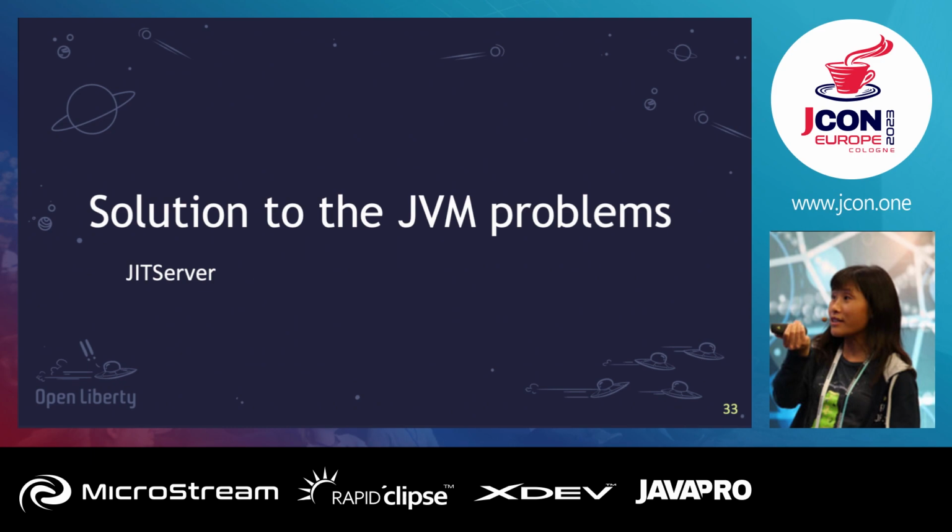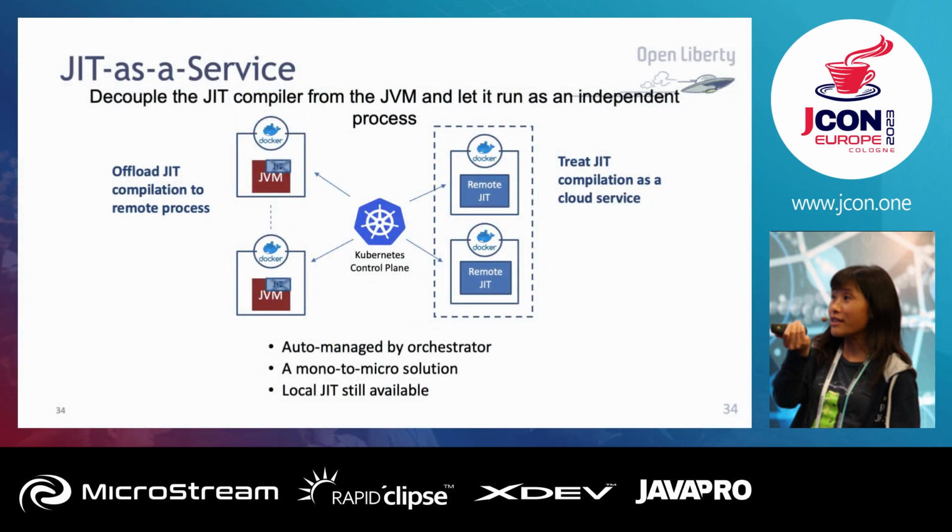The first is using JIT as a service. JIT does the hot code compilation, and now it's separated out from the JVM into a service. So Kubernetes can manage it and do auto scaling as well. If it's under heavy load, it can stand up new instances. This is also a monolith to microservice kind of solution, just separated out.